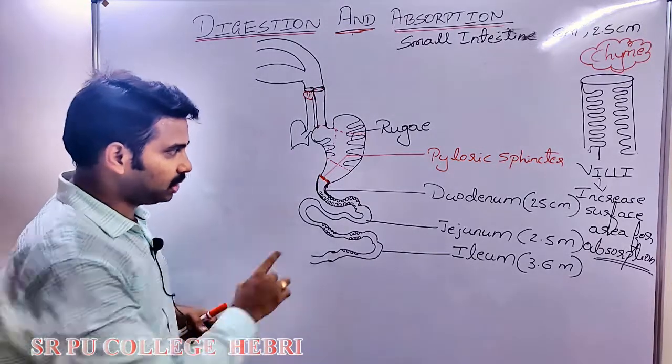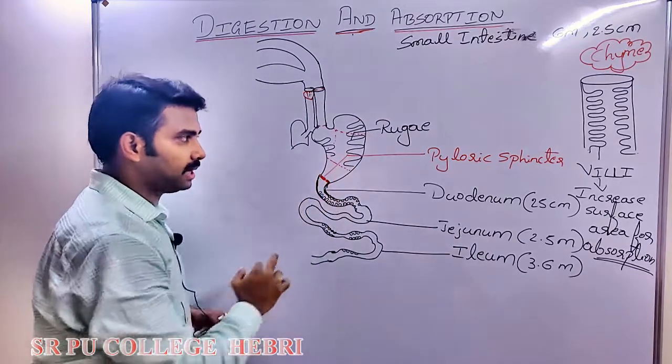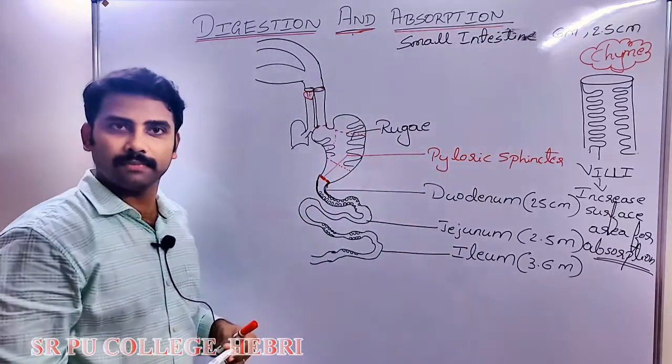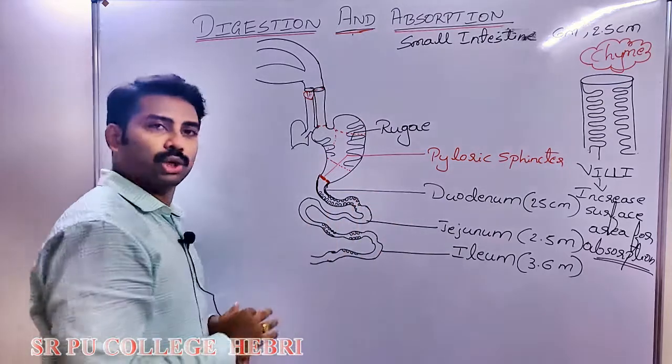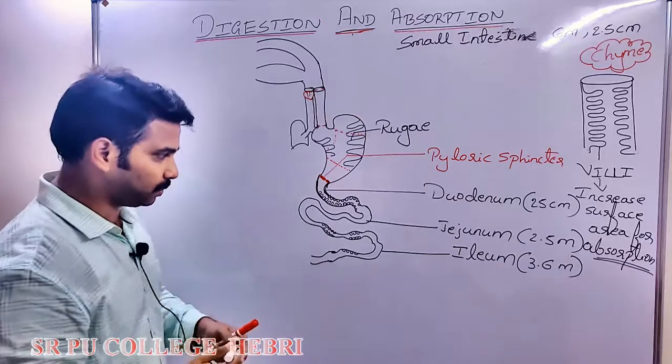The expected question, which is the longest region? Ileum. Sphincter between stomach and small intestine. This is your answer. Another one is, what is the function of intestine? It is the principal site for digestion and absorption.